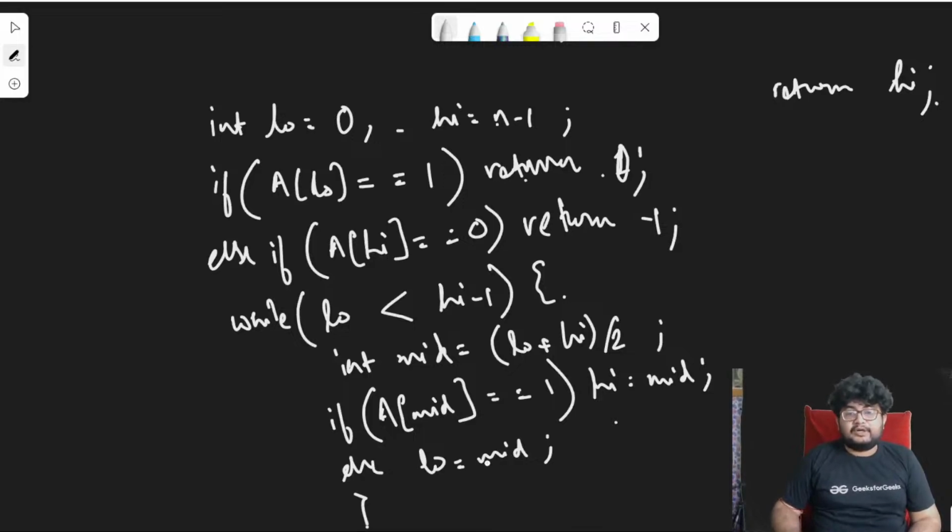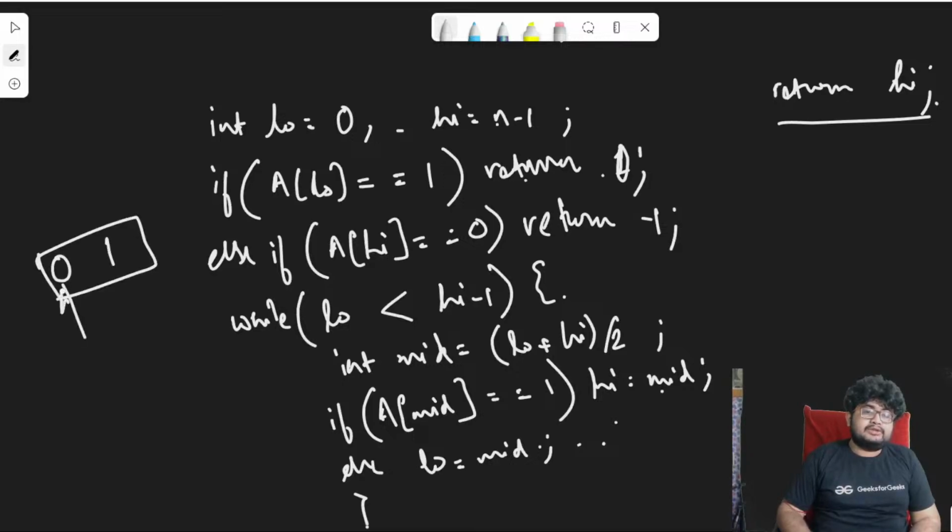mid, right? So our high will always point to a 1 and our low will always point to a 0, because we are always making high point to a 1 and low to a 0, right? And finally return high, because it will end at this point, 0 comma 1. Low will point to this 0, high will point to this. This is where it will end, right?